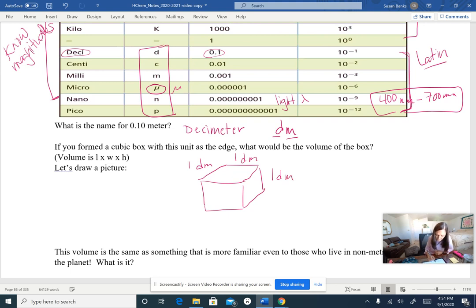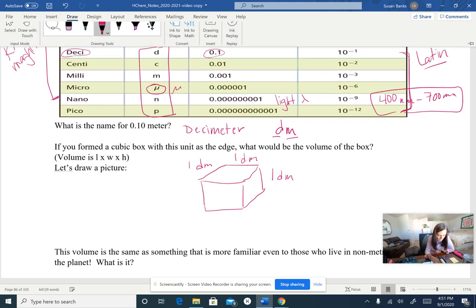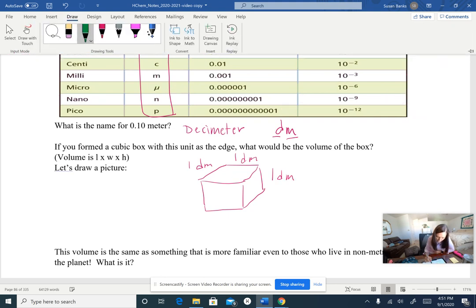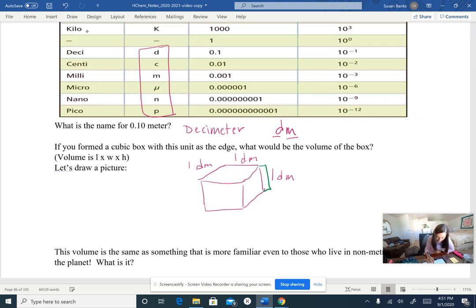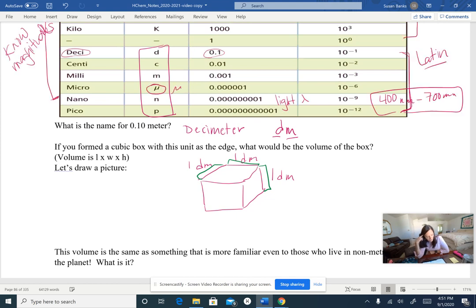So I have my height. Let's switch my color. I have my height here, I have my width here, and I have my depth here. Okay. So if I have 1 decimeter on each edge, what would the volume of the box be? Remember, volume is length times width times height.